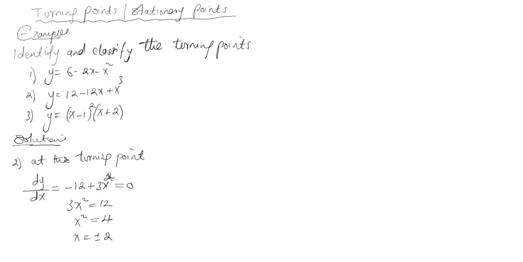Okay, now the other thing that we want to do is, we said that a turning point is the coordinate x comma y, so we're looking for y. So when x is equal to 2, y becomes what? It becomes 12 minus 12 into 2 plus 2 raised to 3. So this is 12 minus 24 plus 8. So this is 20 minus 24, which gives you a negative 4.